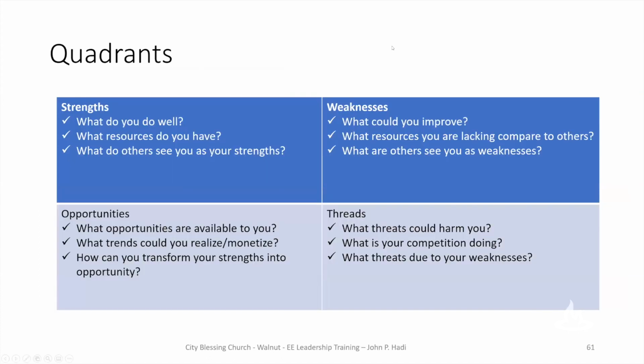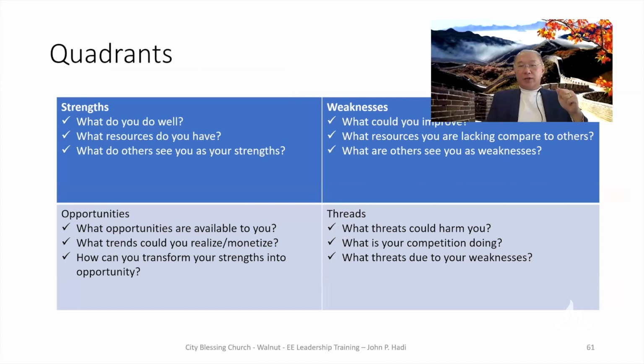All right. How do you do the SWOT analysis? Very simple. Take a piece of paper and divide it into 4 quadrants. The top left quadrant is your strengths. The top right quadrant is your weaknesses. The bottom left quadrant is the opportunities, and the bottom right quadrant is the threats. Ask these 9 simple questions, or you can ask more. It's just an example.